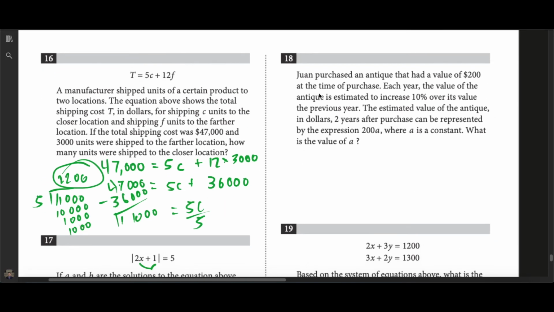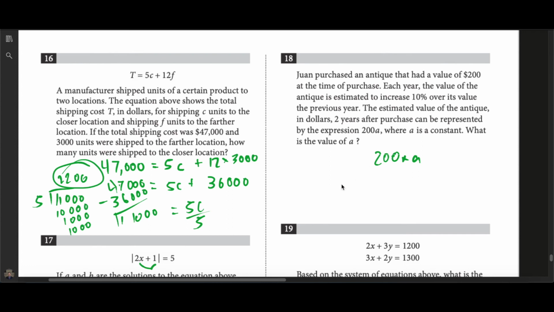Let's look at number 18. Juan purchased an antique that had a value of $200 at the time of the purchase. Each year, the value of the antique is estimated to increase 10% over its value the previous year. The estimated value of the antique in dollars 2 years after purchase can be represented by the expression 200 times A, where A is a constant. What is the value of A?